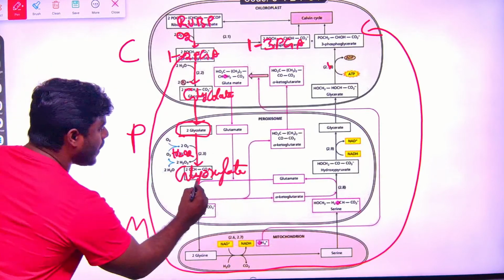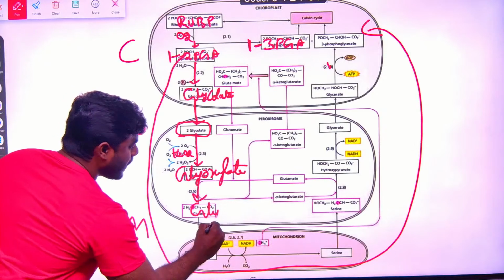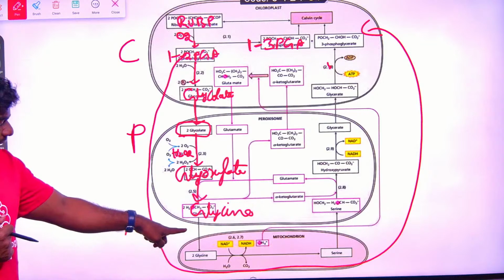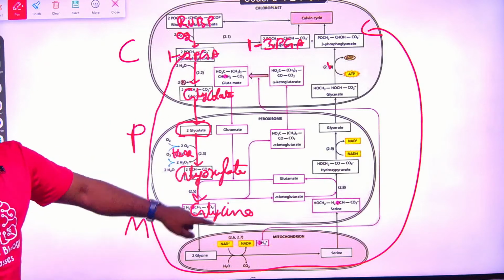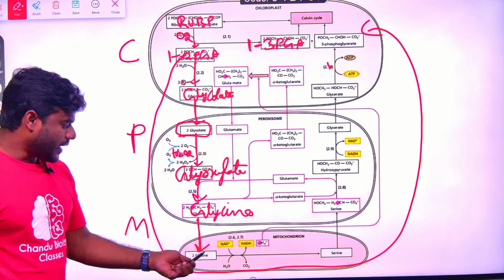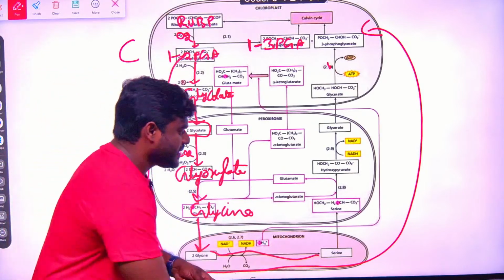Later, glyoxylate is converted into what? Glycine. You're getting me? Now don't get confused. Now the glycine from the peroxisome, where does it enter? Wonderful. Now the glycine is getting converted into what? Serine.